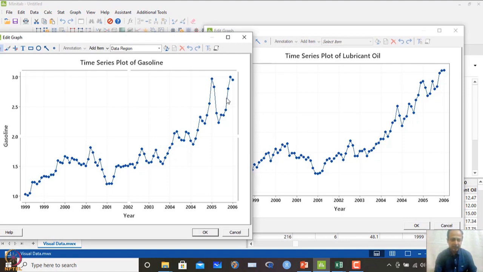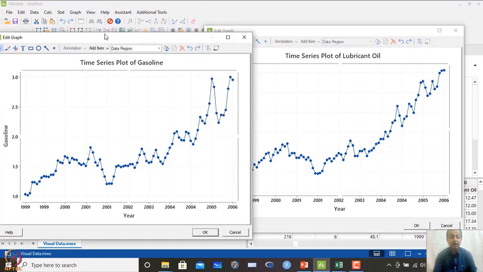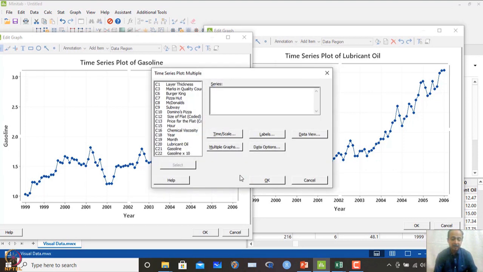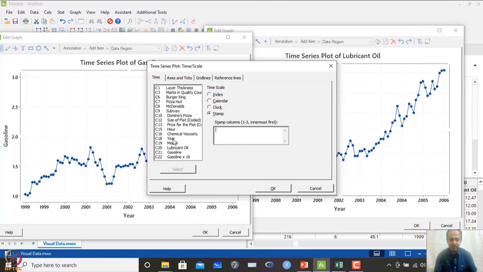Okay. So, when you do it in separate graphs and place them side by side, the unit of measurement is very different. Here the unit varies from 1 to 3 and here the unit varies from 10 to 70. So, if you want to plot one simultaneously with the other in the same graph, what possibility do we have? In graphs, if you go to time series, and then multiple graphs, you have options over here to see both series. So, if you do that and select lubricant oil and gasoline price, I want to plot them in the same graph, and year remains the same. So, the same year I will use the stamp over here, and I use year as the basis of this.